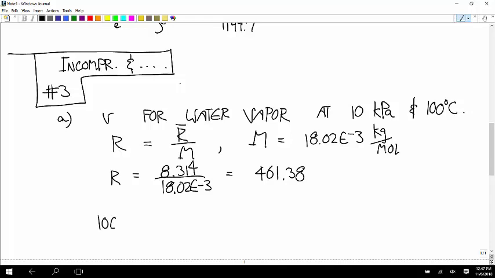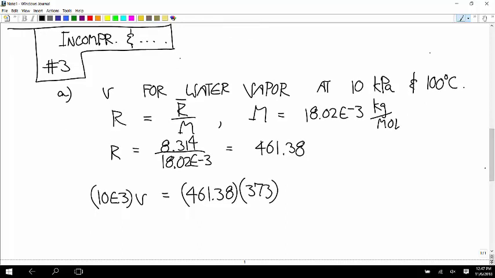Okay, and then, so we have a pressure of 10 kilopascals. So 10 times 10 to the third pascals times the specific volume is equal to 461.38 times the temperature, 100 Celsius, which is 273.15 plus 100, so 373. I'll just leave it like that. And so can you calculate V? 17.22 meters cubed per kilogram.